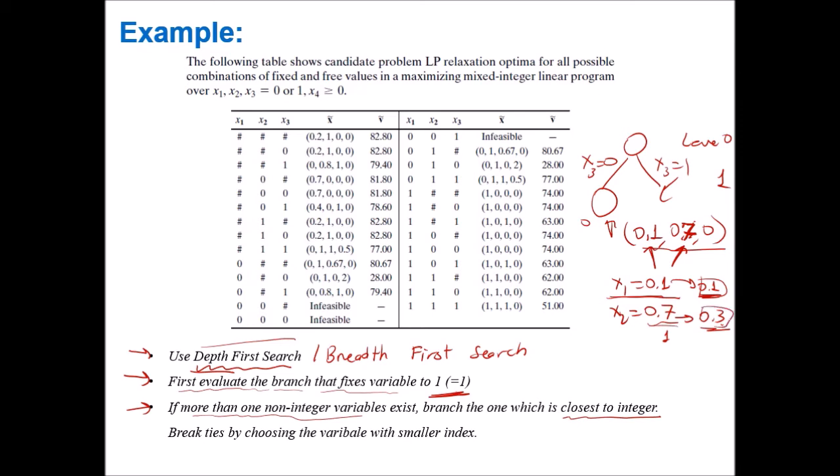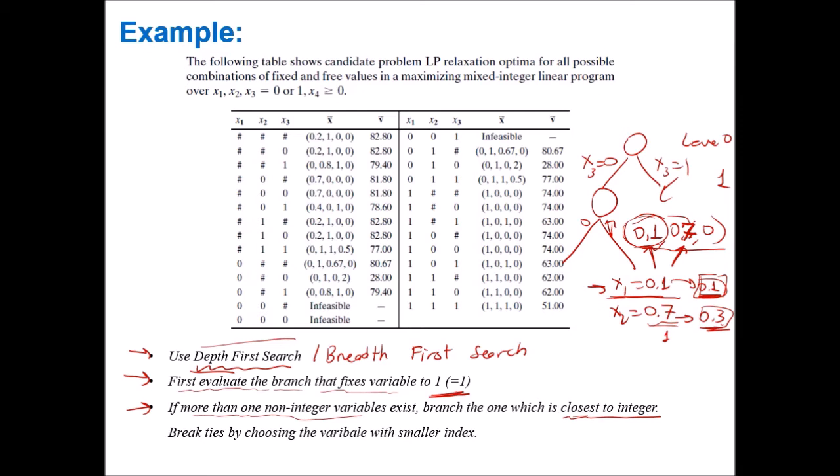And it says that select the one which is closest to integer. Since x1 is more closer, the value 0.1 is less than 0.3, we will select x1 to branch on. So here, when branching, there are two alternatives, and we will select x1 because its value is closer to integer.